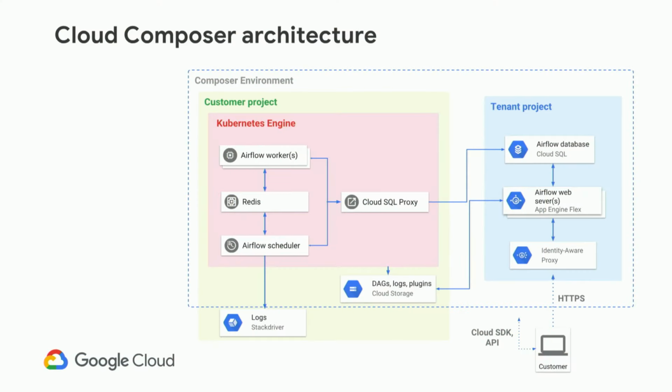I'm also going to give you a little bit of details on architectures, how we build Composer. If you look at the overview of the architecture, it has two projects. One is the customer project, and the other one is the tenant project. The customer project is really the things you see on a daily basis when you log into a Cloud Console or you use Cloud SDK. Those are the projects owned by you, and you have full admin control over those projects.